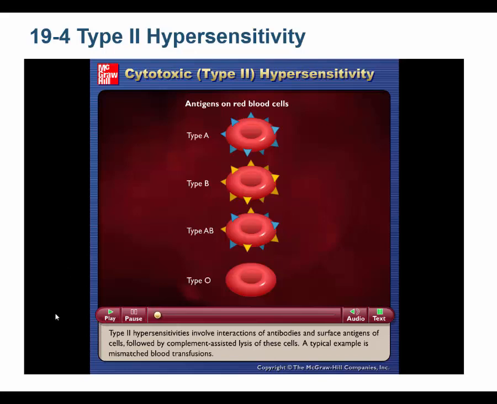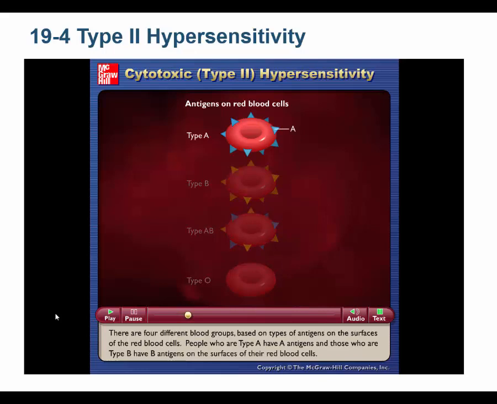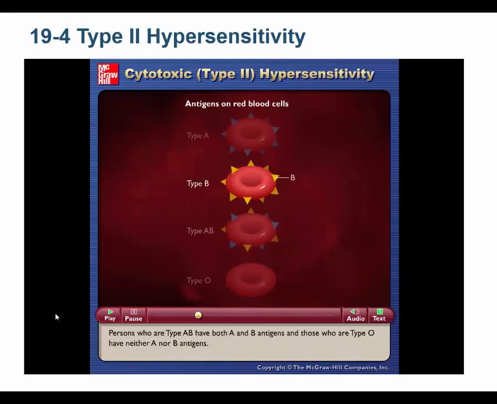Type 2 hypersensitivities involve interactions of antibodies and surface antigens of cells, followed by complement-assisted lysis of these cells. A typical example is mismatched blood transfusions. There are 4 different blood groups based on types of antigens on the surfaces of the red blood cells. People who are type A have A antigens, and those who are type B have B antigens on the surfaces of their red blood cells. Persons who are type AB have both A and B antigens, and those who are type O have neither A nor B antigens.